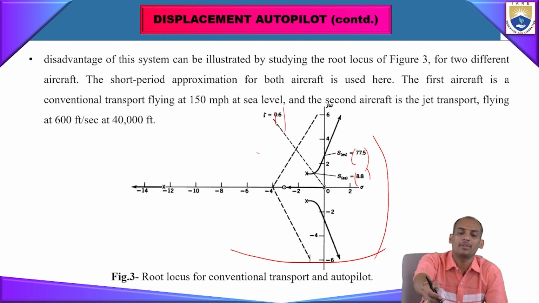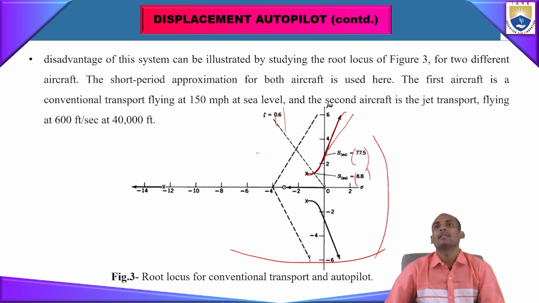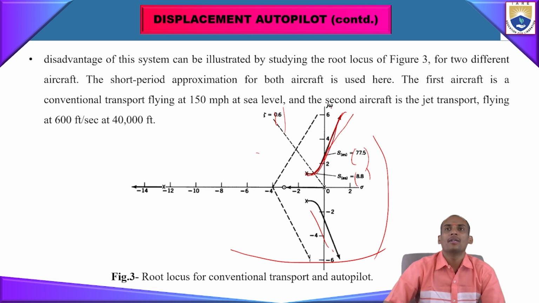So here we are talking about the short period approximation. The short period approximation locus has been designed like that. If you see the locus here, there is a variation between the applied values. For two different aircraft, the short period approximation for both has been given here. The first aircraft is a conventional aircraft flying at 150 miles per hour, and the second is a jet transport flying at 600 feet per second at 40,000 feet.